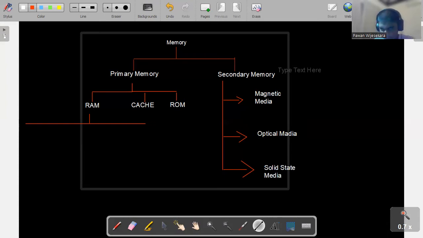And the people who learned from me, they classify this RAM also.